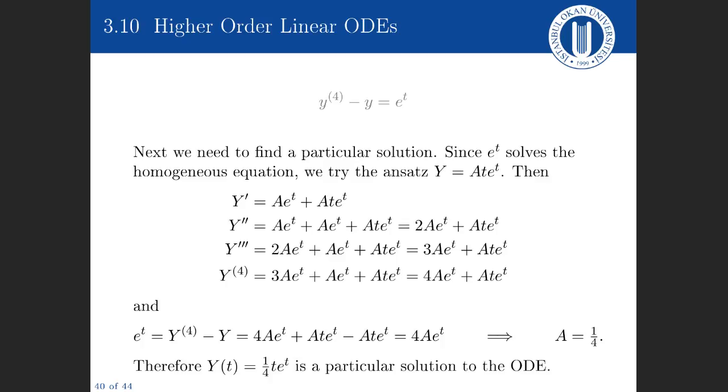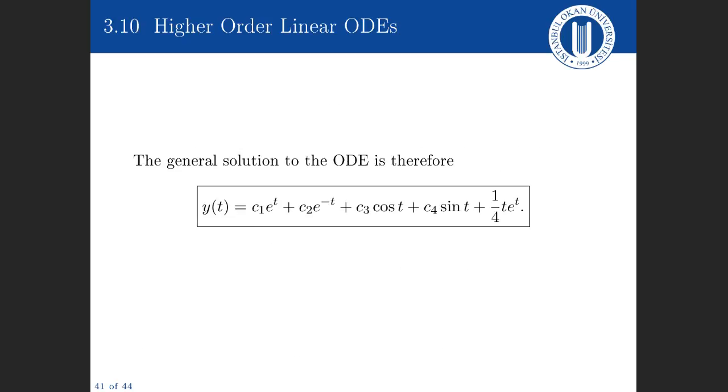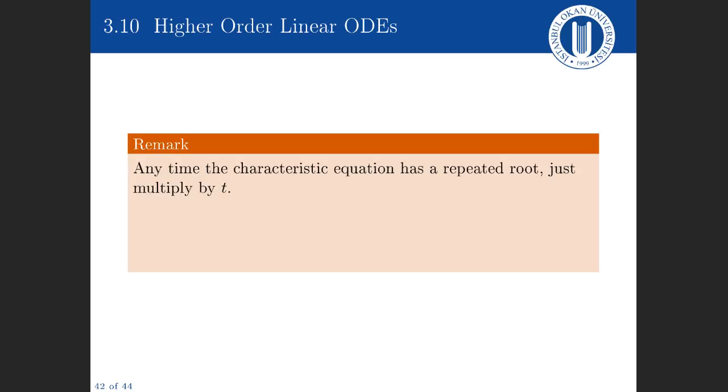And then we're just going to add these two solutions together. First, the general solution to the homogeneous equation, and then we add on our particular solution. So just the same ideas that we've been using for second order equations. Let me just remark that anytime the characteristic equation has a repeated root, we just multiply it by t.